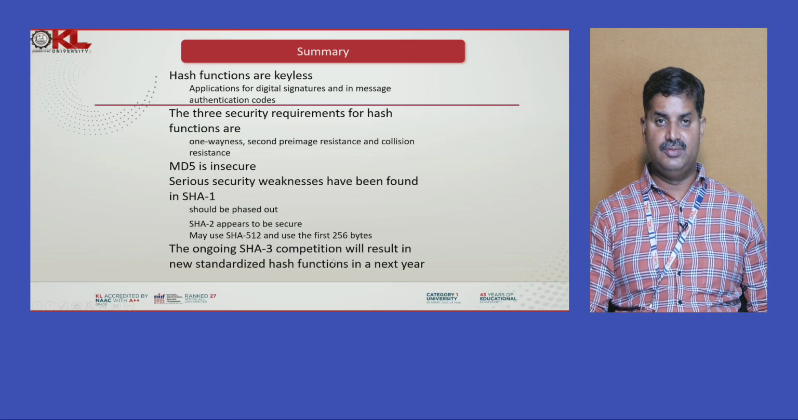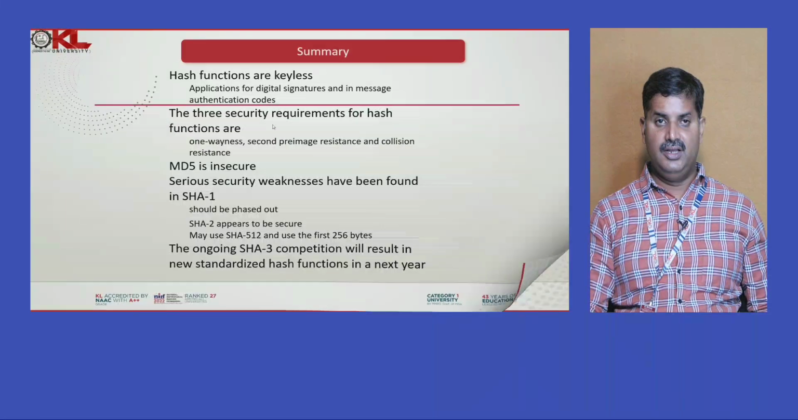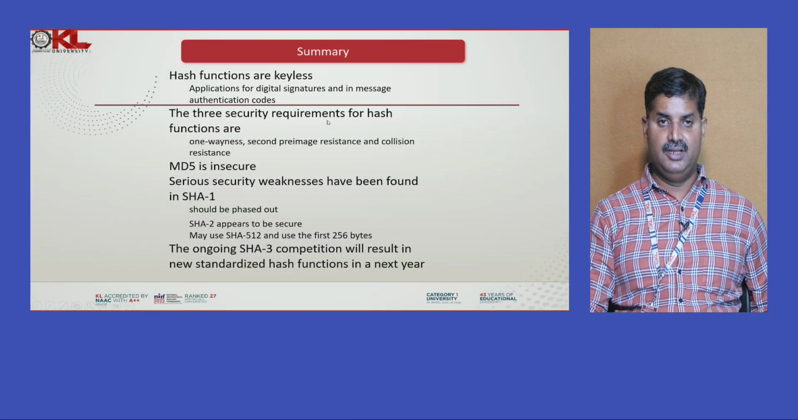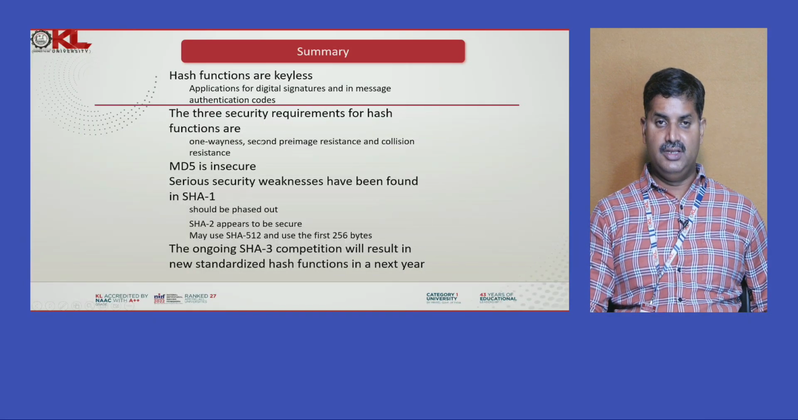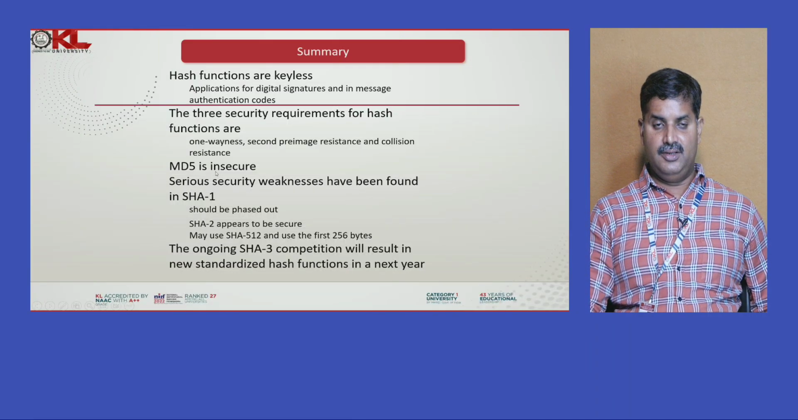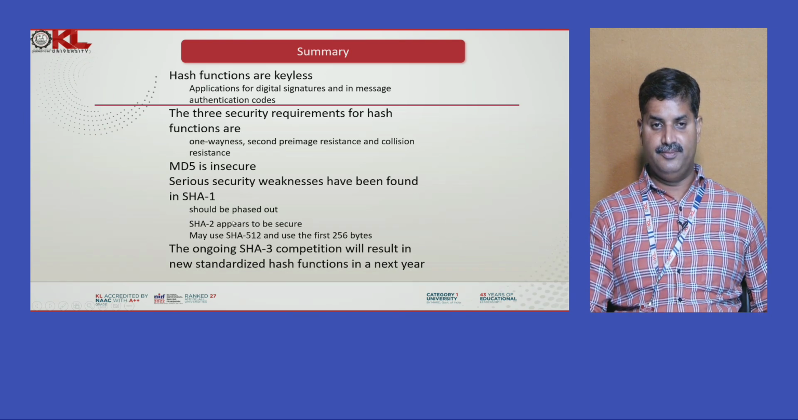This is the session description. The summary of the session is that these are keyless algorithms. There are three security requirements for hash functions: one-wayness, second pre-image resistance, and collision resistance. MD5 is insecure in nature, and serious security weaknesses have been found.